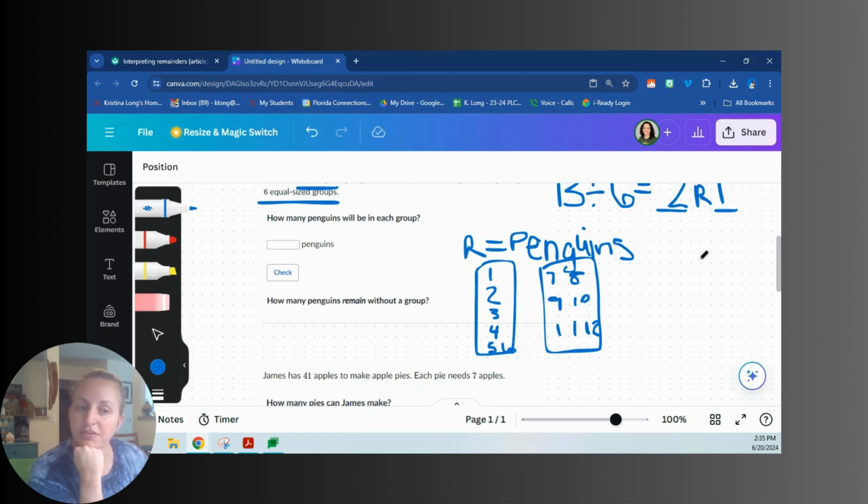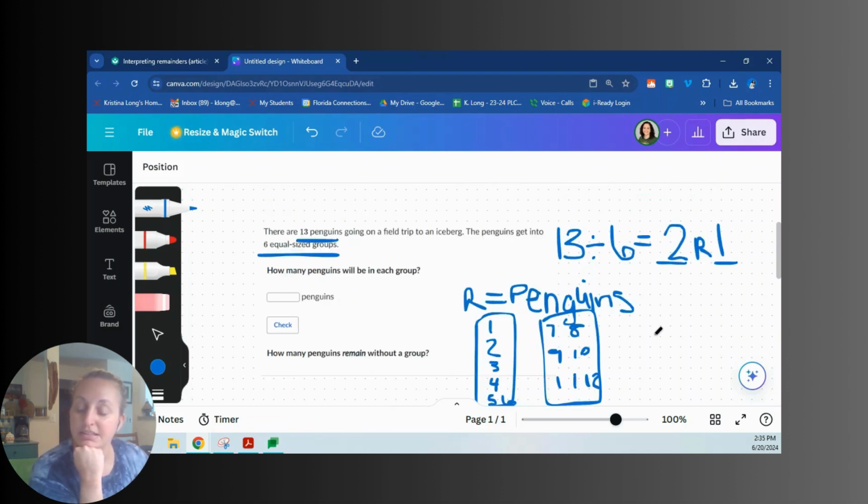But what about our leftover penguin? Does that penguin just not get to go? No, in this case, we would actually need to add another bus so that penguin 13 can go. Okay, so how many buses would they need to take the penguins? If 6 penguins can fit on each bus, they would need 3 buses, right?